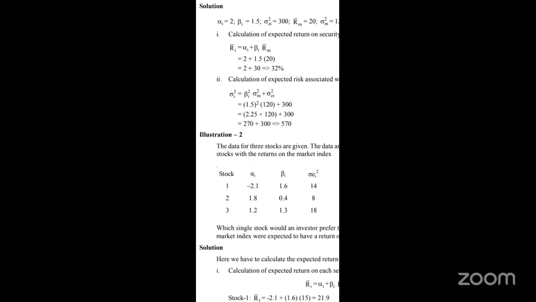So beta, what is the beta value they have given? 1.5. 1.5 into risk on market squared 120 plus risk on both the securities 300. So after multiplying this, after calculating this, 570 is the risk on portfolio, which is associated with the securities.